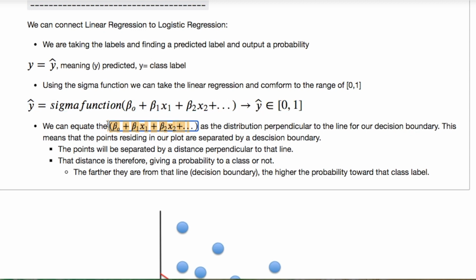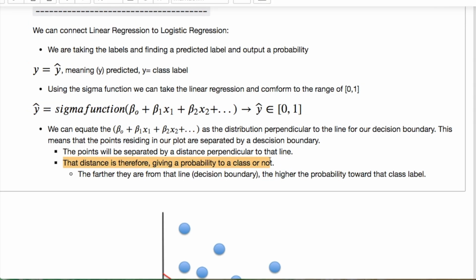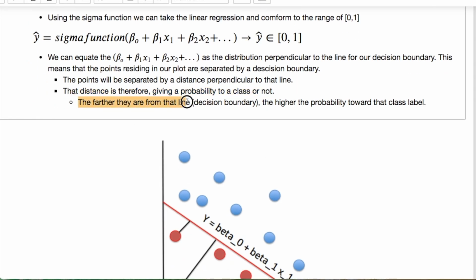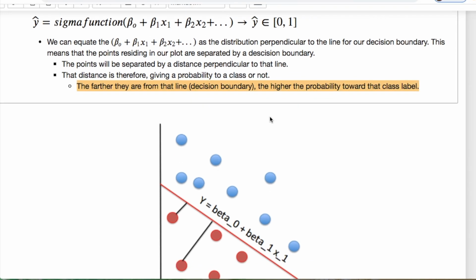You can equate this as the distribution perpendicular to the line for our decision boundary. This means that the points residing in our plot are separated by a decision boundary. The points will be separated by a distance parallel to that line. Think of if you're doing error checking, and that distance is therefore giving a probability for that class or not. The farther they are from that line, from the decision boundary, the higher the probability for that class.